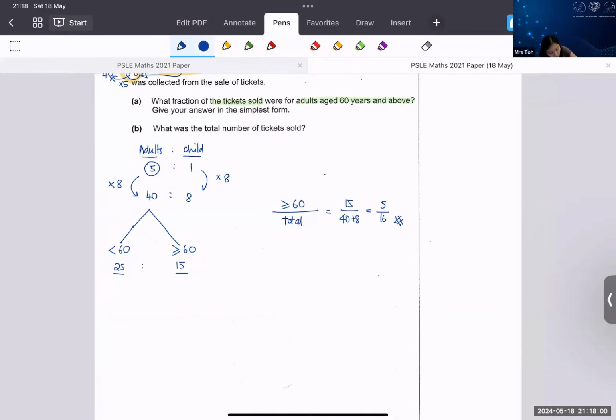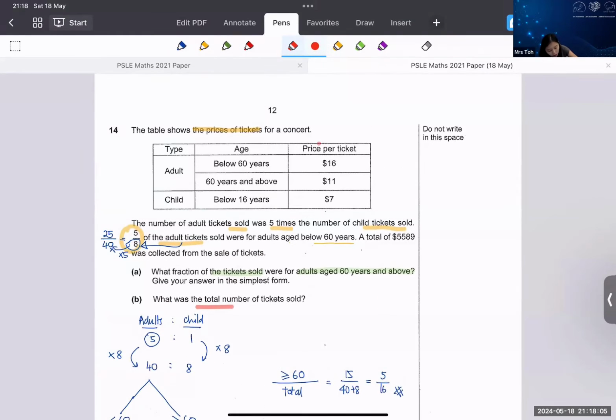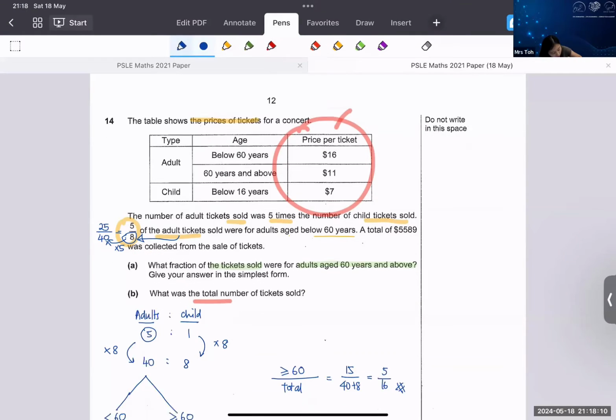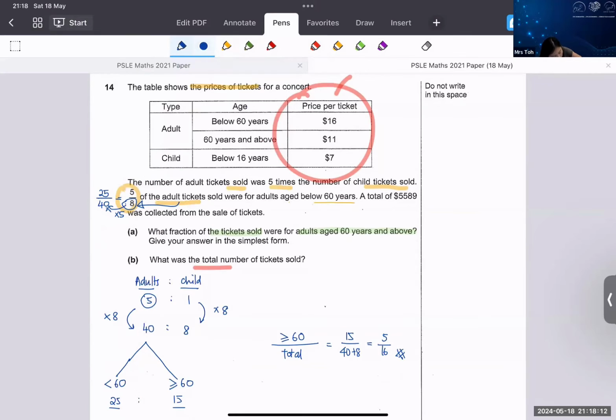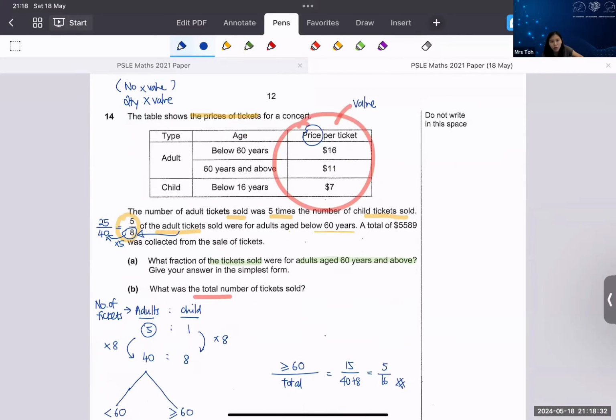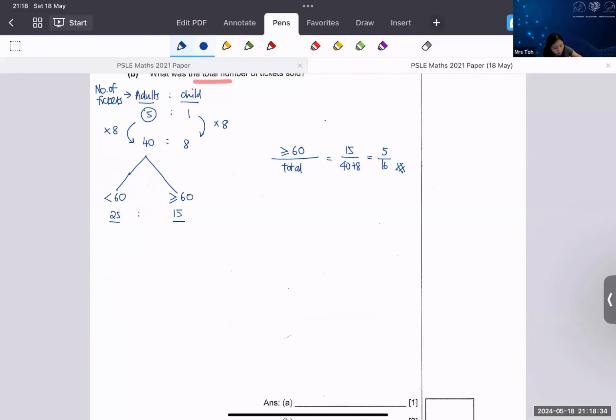Next, what was the total number sold? Now, look here. This is price, and what we have here is number of tickets. You notice that there's number and there's value in terms of price. So this type of question is quantity times value, or we call it a number times value question. It's a proportion question. When you can identify this, then your part B won't have a problem.